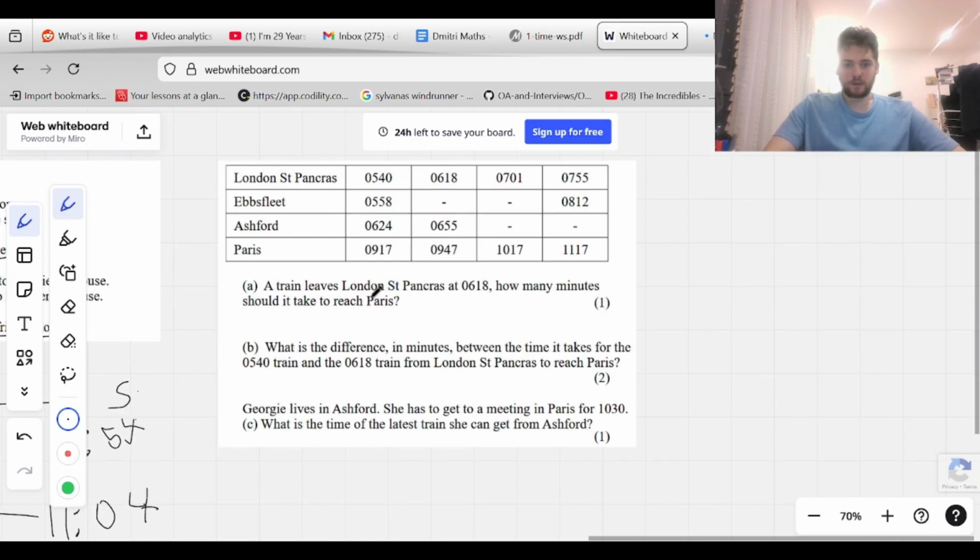And last question. A train leaves London St Pancras at 6:18. How many minutes should it take to reach Paris? The first thing we need to do, of course, is locate the train that leaves London St Pancras at 6:18, and it's this one. And it arrives at Paris at 9:47 a.m.